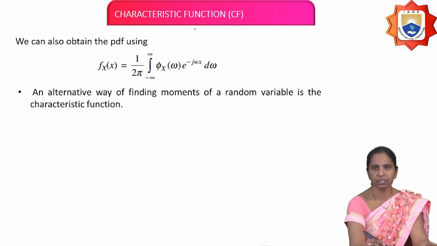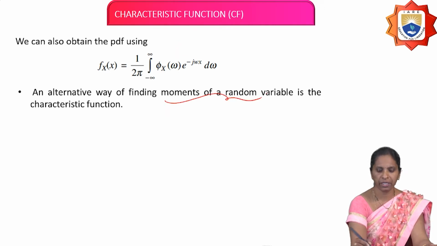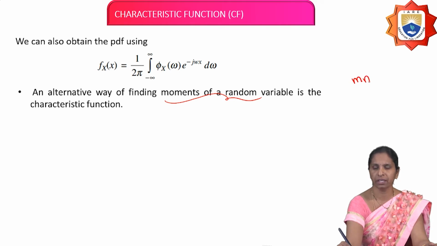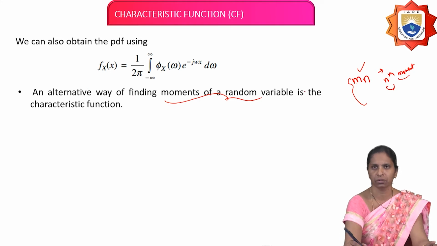Now, this characteristic function is used to find the moments of a random variable. What do you mean by moments of a random variable? M suffix n. This we have already seen in the previous lecture. M suffix n represents the nth moment. These moments are used to calculate the mean, variance, skew and all those things. So, in order to find these moments, you can also use the characteristic function.